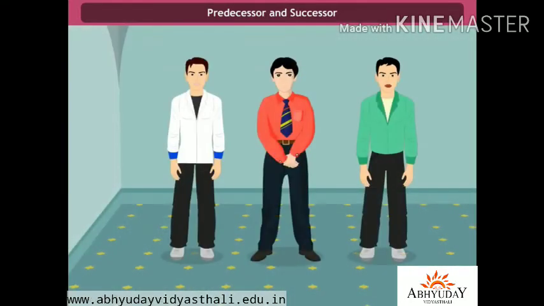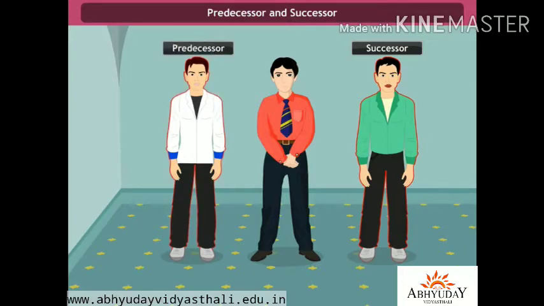To understand the concept more clearly, look at the animation. Consider the man wearing a red shirt. The person standing in front of him is his successor, and the person standing behind him is his predecessor.